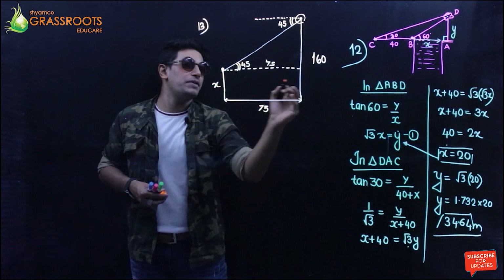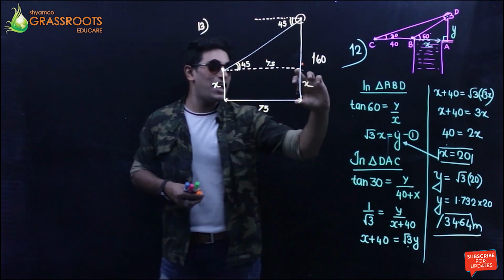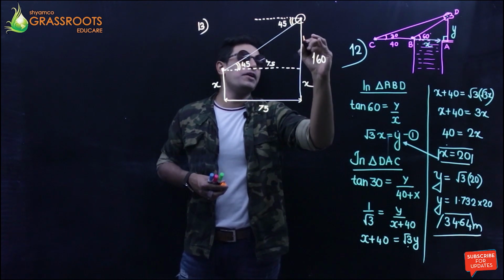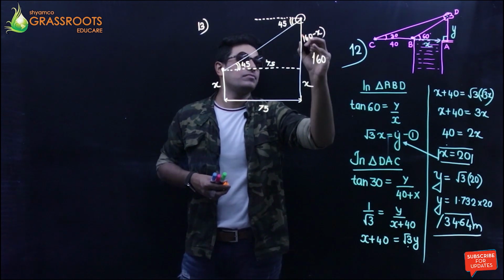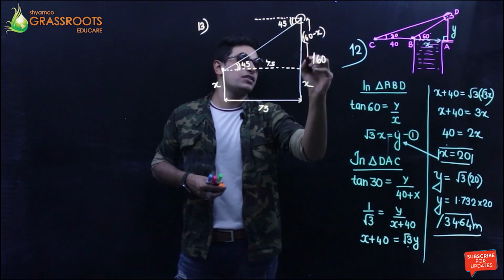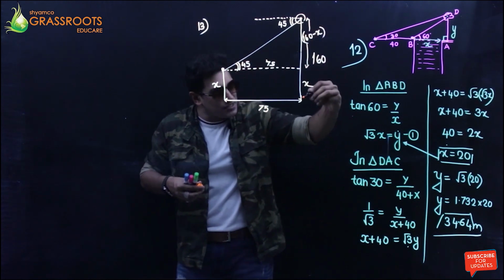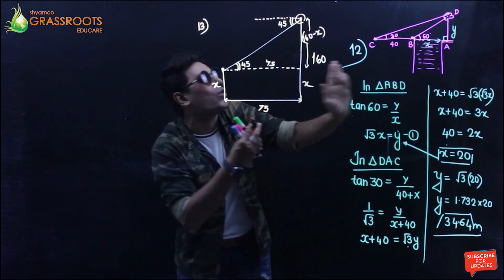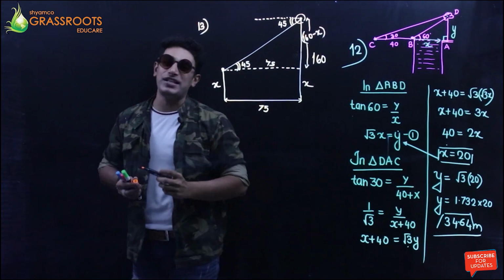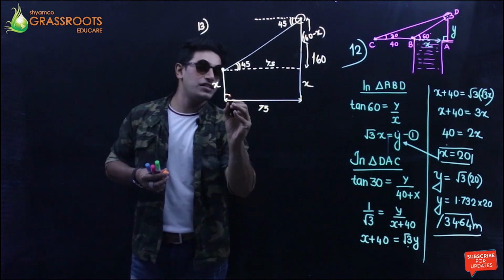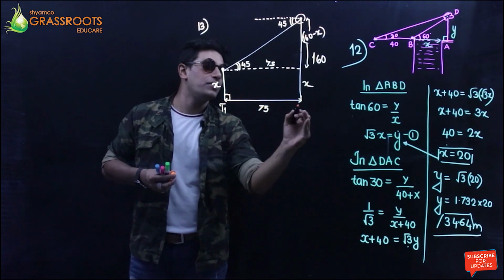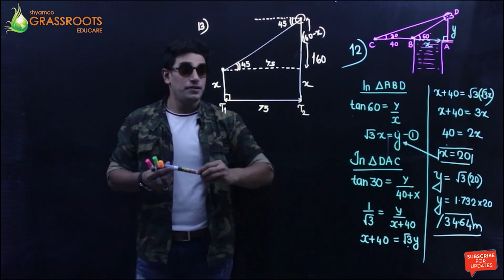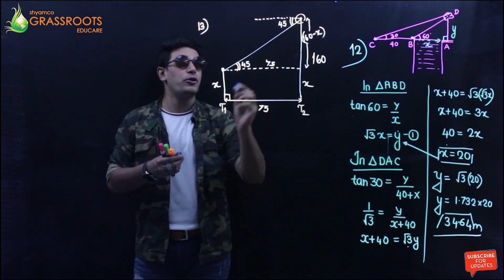Let this tower be x, so obviously x, and upper portion, this upper one, will be 160 minus x. Because entire is 160, out of 160, if x goes away, the remnant is 160 minus x. So these are two towers. This is tower 1 and this is tower 2. I can start with the triangle, the upper triangle, this one.